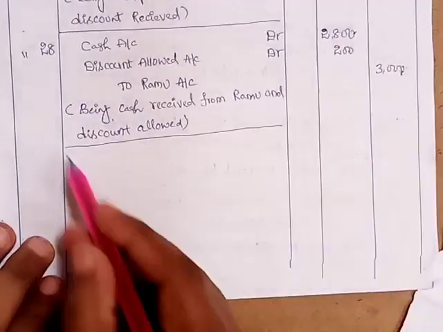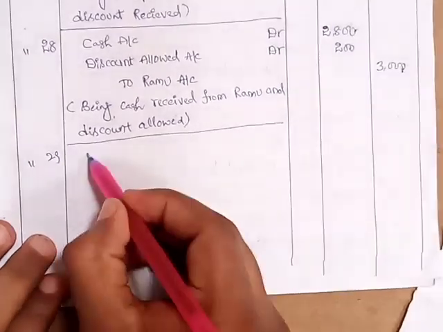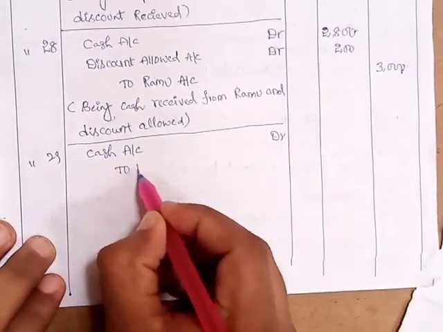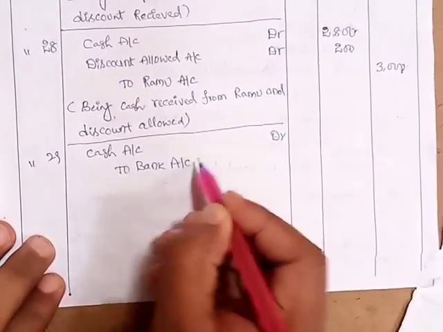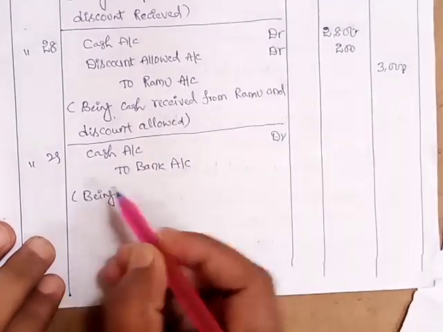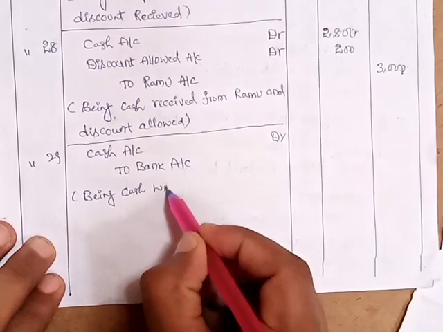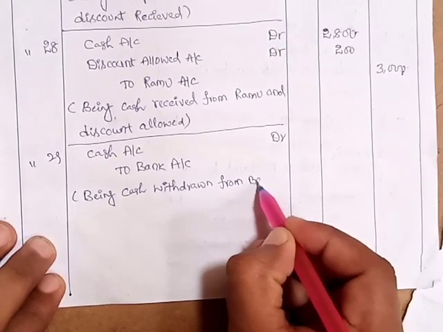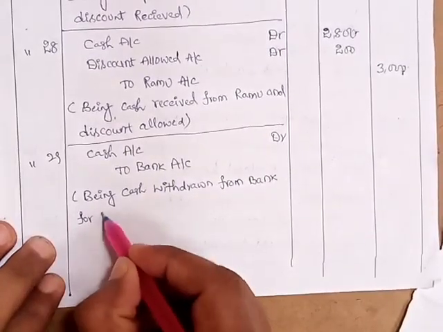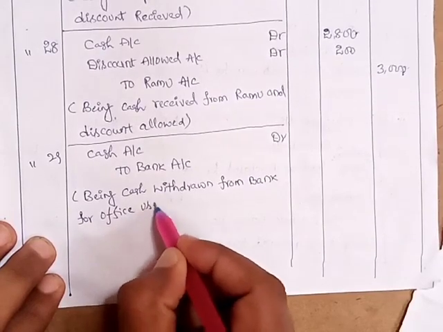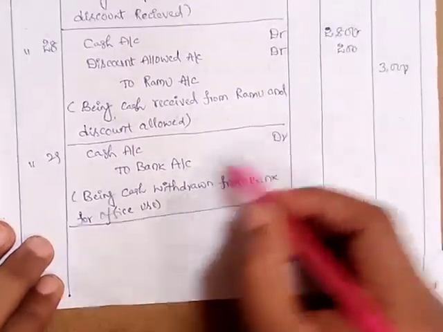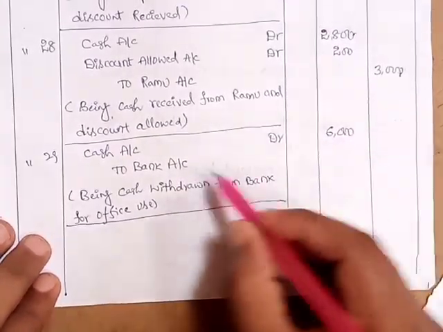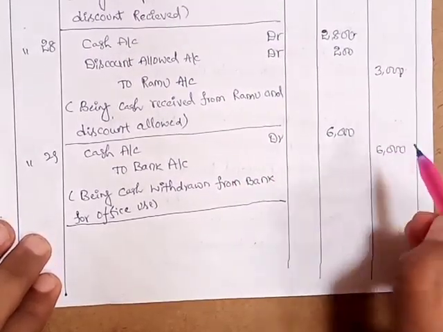So the entry is 29th, cash account, debtor to bank account. Narration being cash withdrawn from bank for office use. So against the debit line, how much is the amount? 6,000 in debit column, and against the credit line in credit column 6,000.